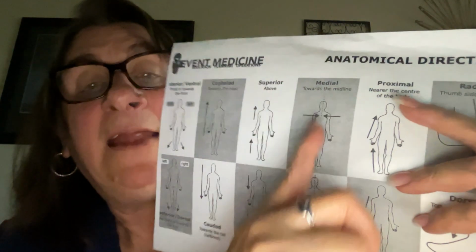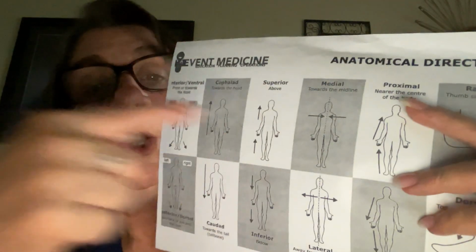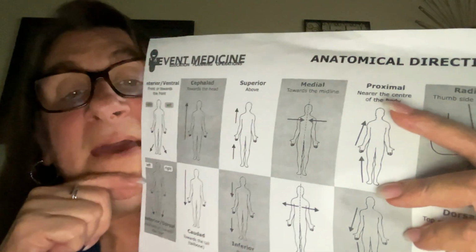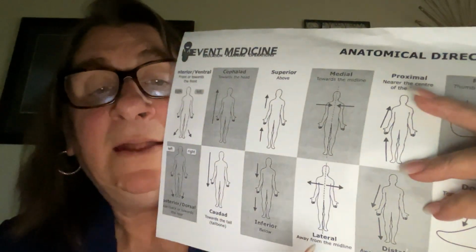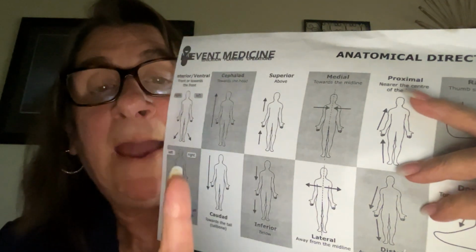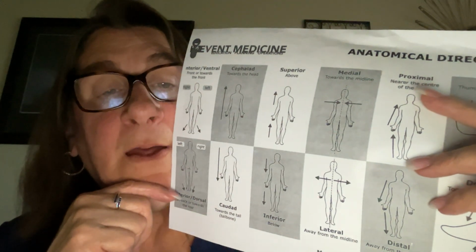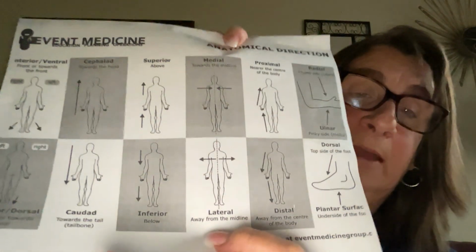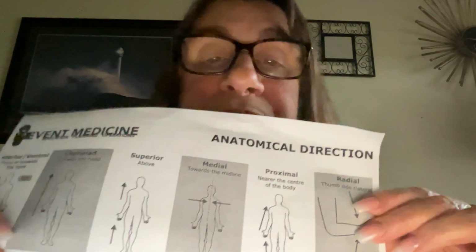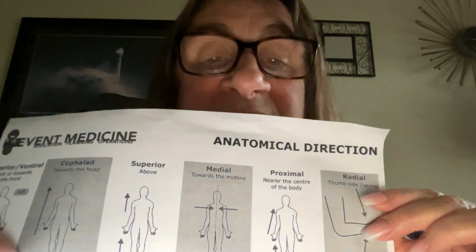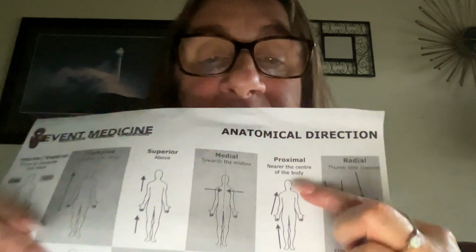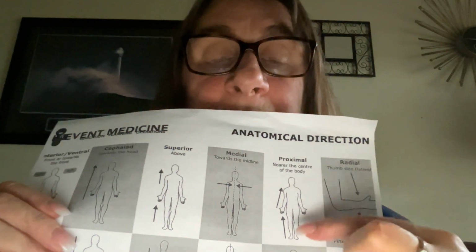Medial, there's that line again, going toward the midline. Lateral, going out toward the shoulders, away from the middle. Okay? Away from the midline, right there. Almost done. Proximal, near the center of the body. Proximal. Still anatomically positioned.